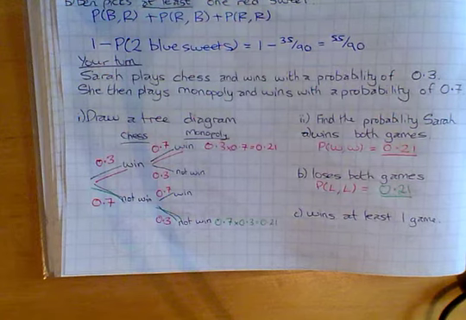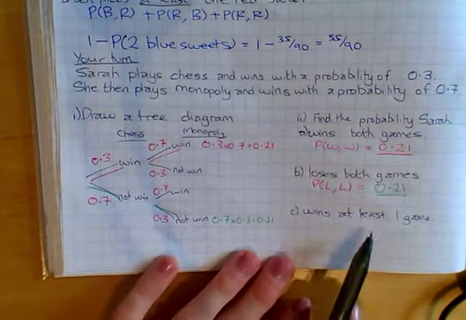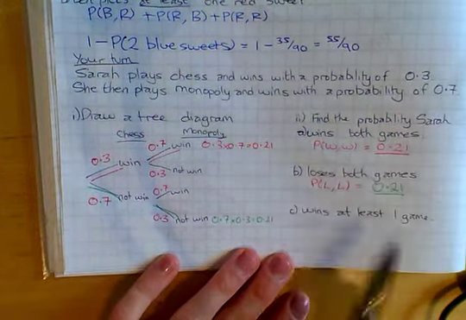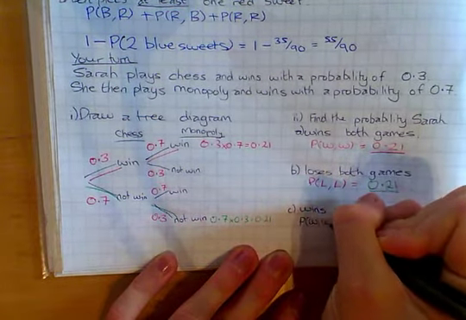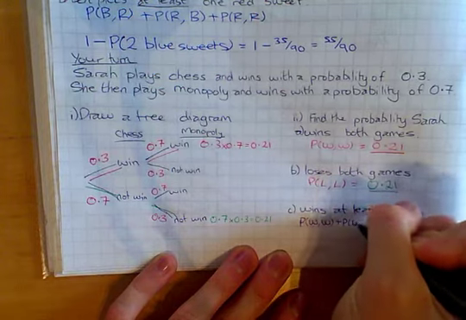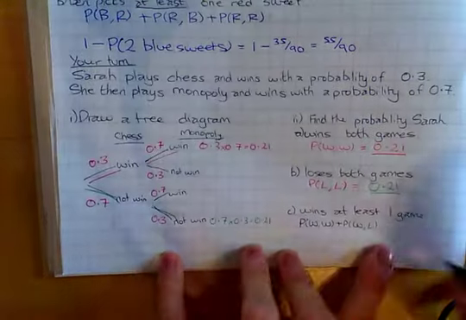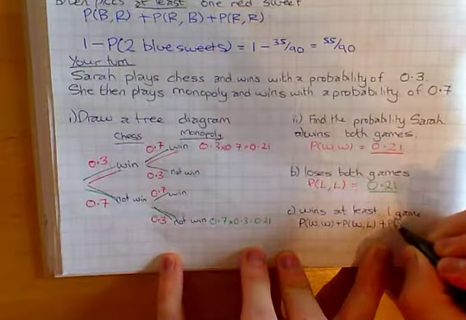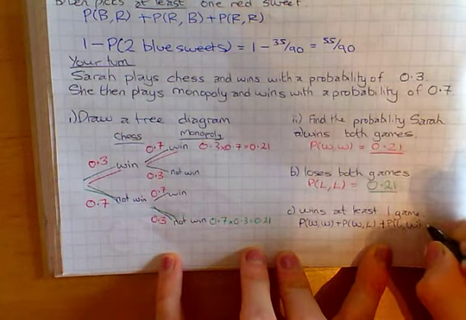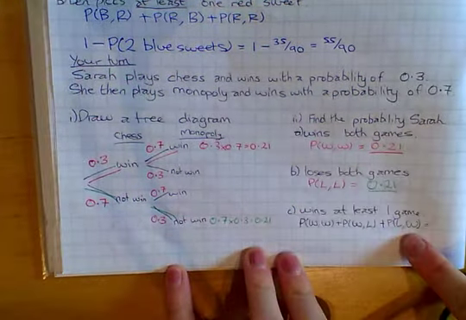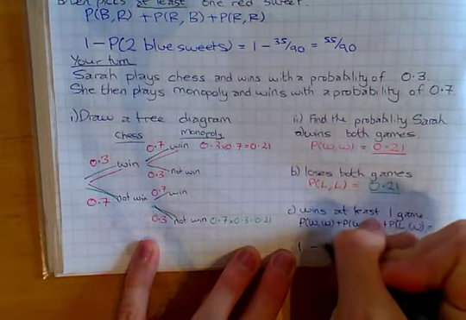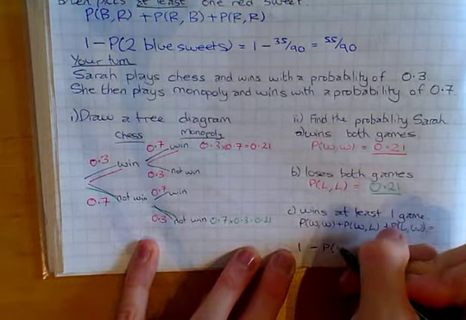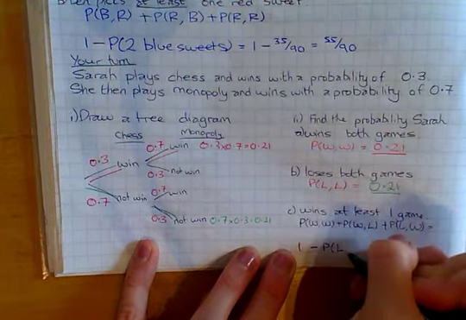And then we're asked to calculate the probability that she wins at least one game. Now remember what we looked at before, that means that she could either win both, she could win and then lose, or she could lose and then win. So I could calculate all of these probabilities, or I could do 1 minus the probability that she loses both games.